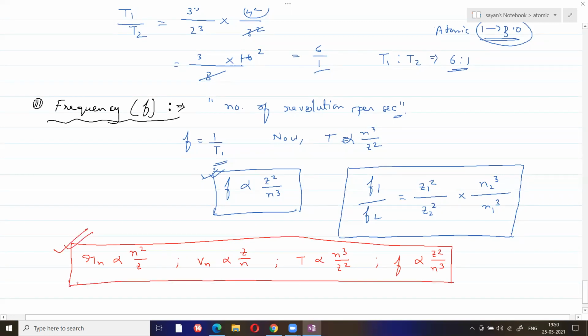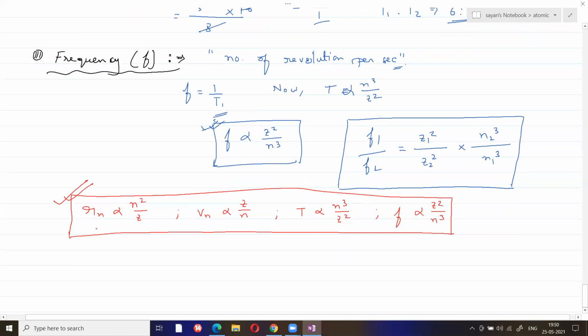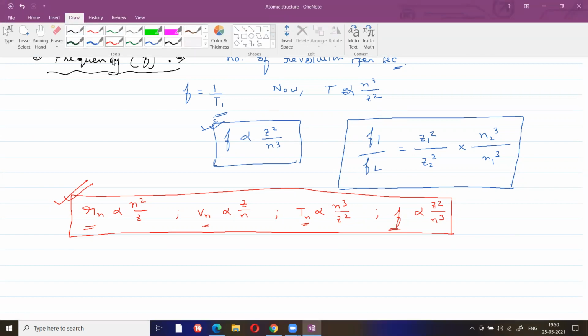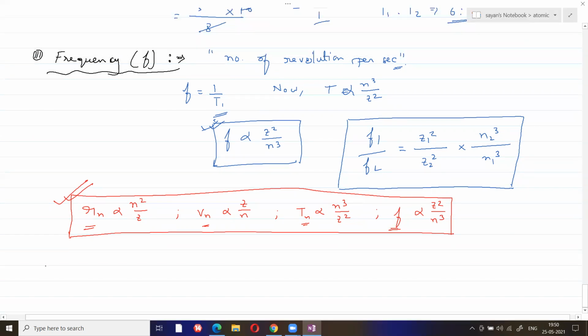Okay, any doubt regarding this part? This is for radius of Bohr's orbit, velocity of Bohr's orbit, time and frequency. Any doubt? This part is clear? Yes, sir. Now I am giving another question regarding this frequency part. Again, you have to calculate the ratio.